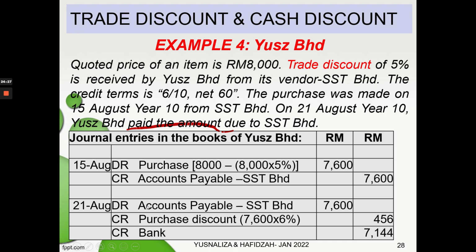And on 21st of August, you made the payment. So at first, the amount due was 7,006, and that was paid within 10 days, because from 15th of August until 21st of August, this is less than 10 days. So if that is the case, you are still entitled to the cash discount of 6%. So you are not going to pay 7,006, but there will be a reduction of 456, 7,006 times 6%. So the bank that will be credited in our company is 7,144.